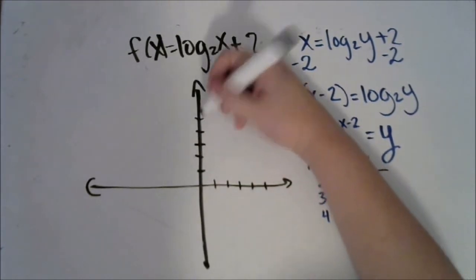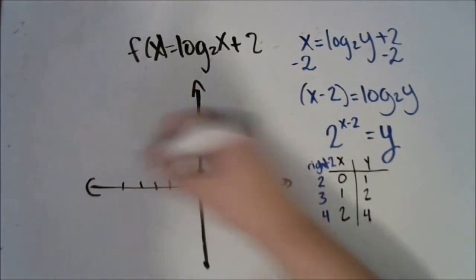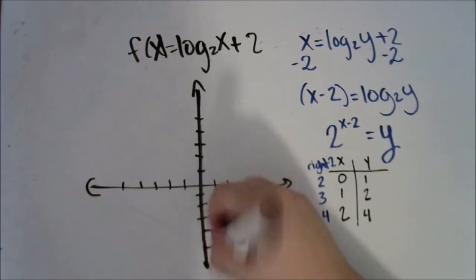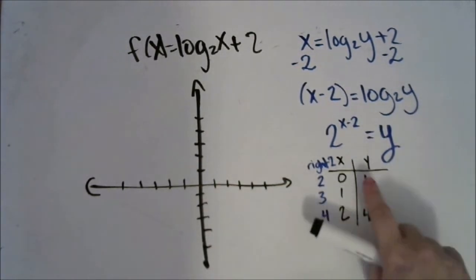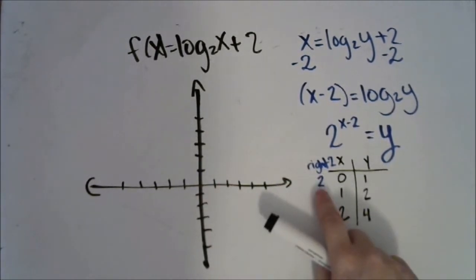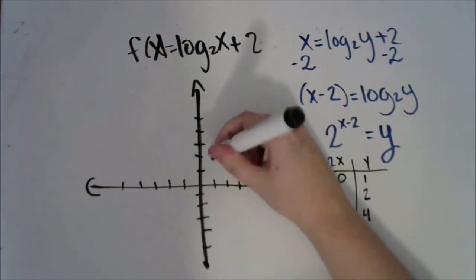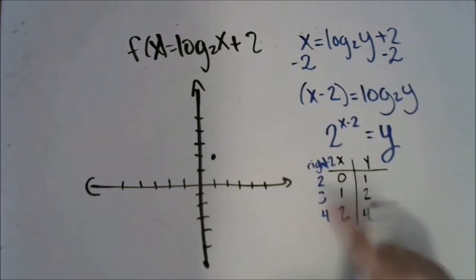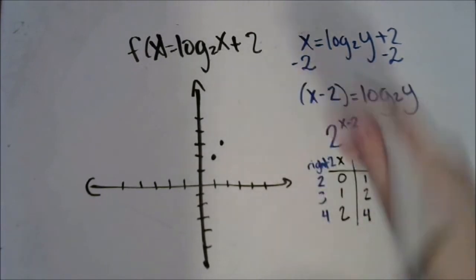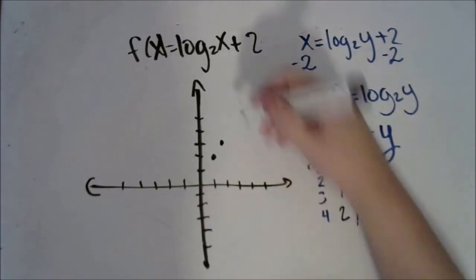So I'm going to take these ordered pairs after my right 2 shift, and I'm going to switch them. My first point will be 1, 2. My second point will be 2, 3. And my last point will be 4, 4.